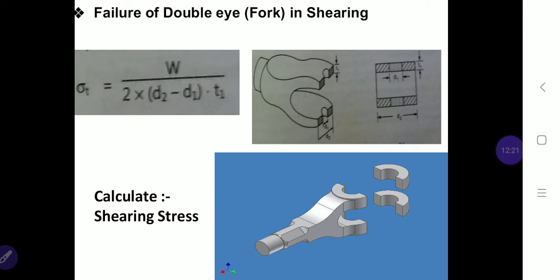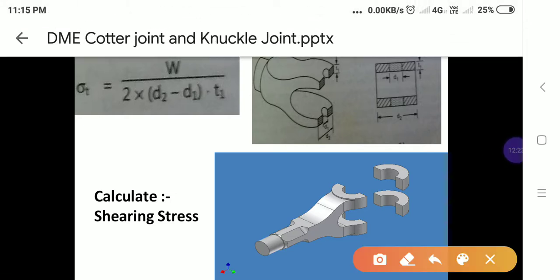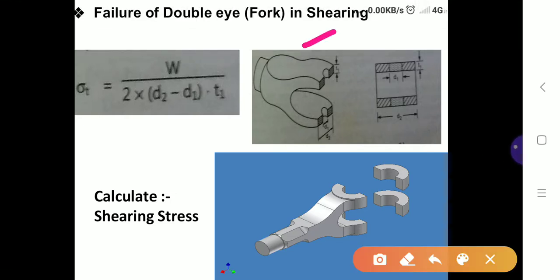Next step is failure of double eye or fork under shearing. This is the 3D view of failure of double eye under shearing. This is the failure area. So shearing stress here, tau is equal to force upon area. Force is represented by W and area is this hatching area.